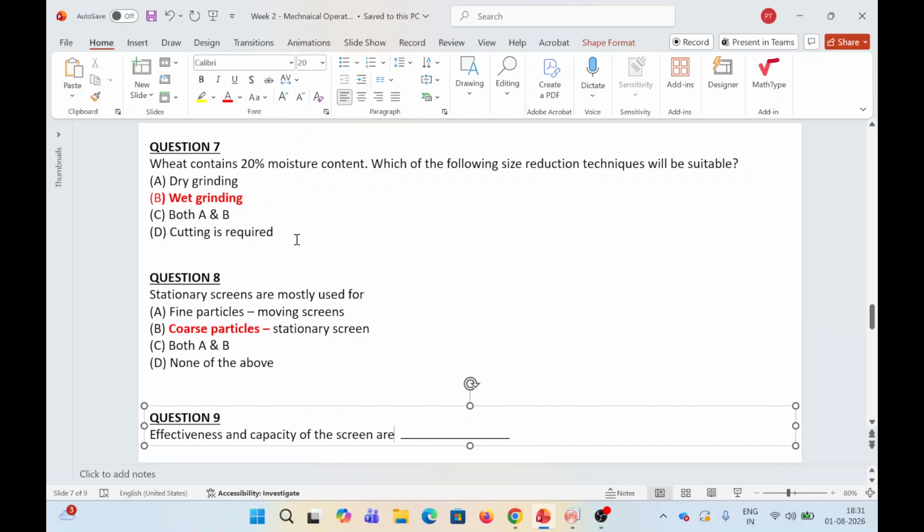Please take care of this particular concept. At low capacity, effectiveness increases because many particles get a chance to pass through the openings. At higher capacity, clogging happens, due to which the chance of passing through the screen becomes low. So the effectiveness reduces with the capacity of the screen. Any questions on this?